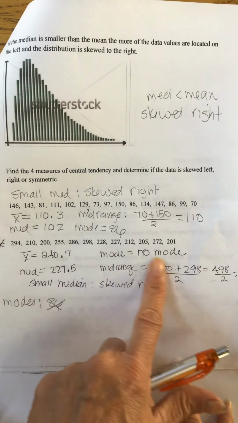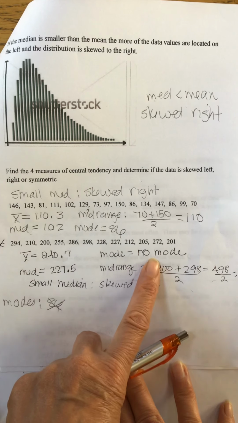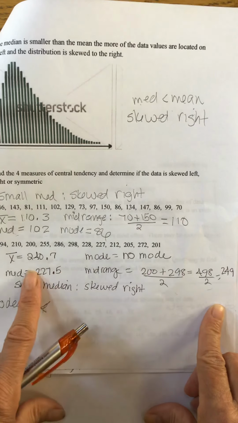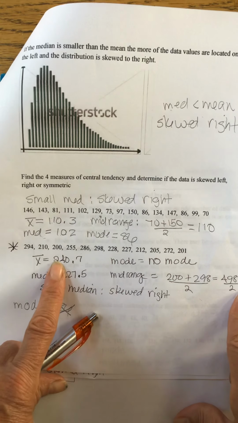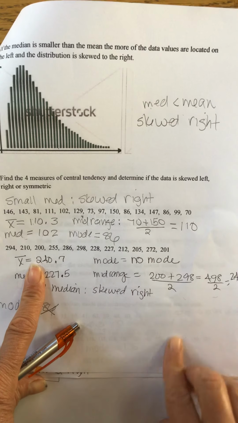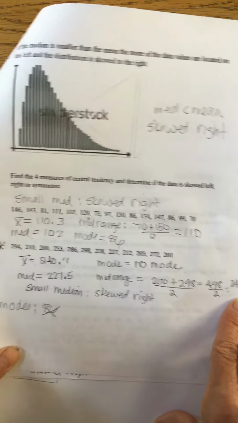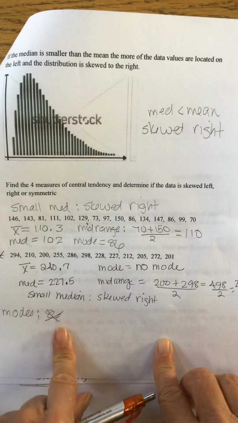And this set of data has no mode. Each number appears once and only once, so there's no mode. And then here's the mid-range. And these are all over the place. These are measures of central tendency, and they are all over the place. They're really not that close. So that just means that your data is kind of all spread out. You've got small numbers pulling this down, you've got big numbers pulling that up, and your middle isn't exactly in the middle where it's supposed to be. But these are your 4 measures of central tendency.